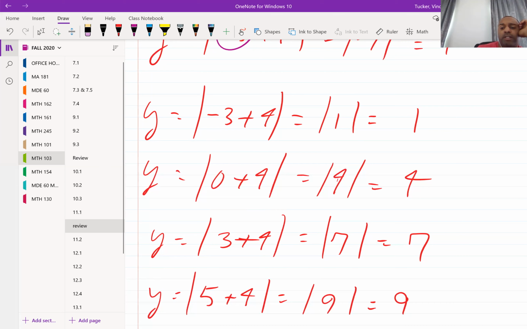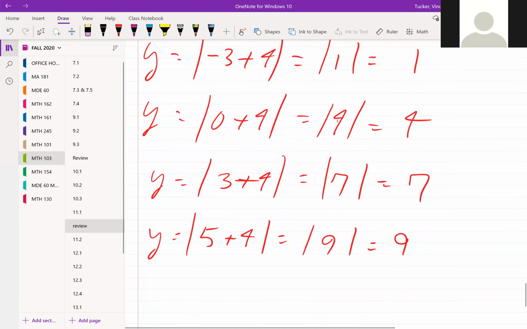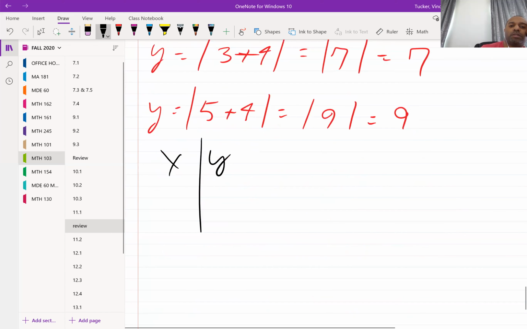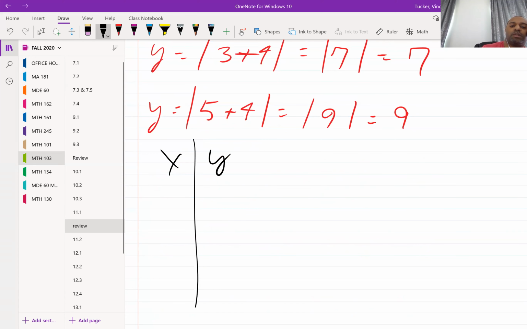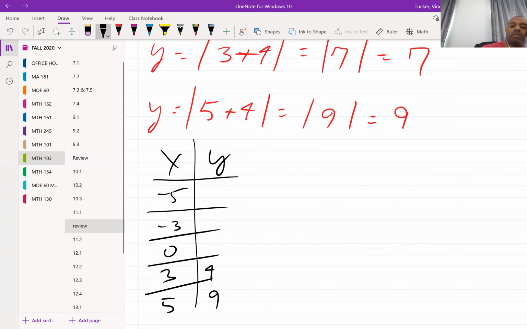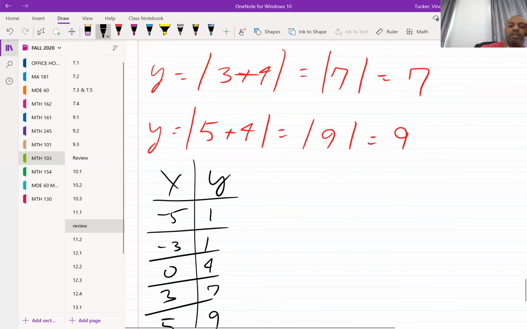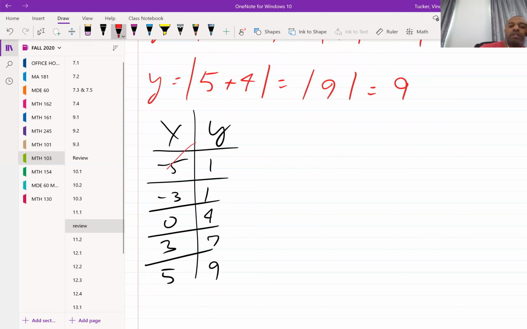Now, Ms. Brackett, did they ask us to graph that? Yes. Okay. So just rewriting a chart here, an XY chart. So just making sure I got my numbers right. So we got 1, 1, 4, 7, 9. So that's what we're looking at. These are our ordered pairs that we're going to graph.